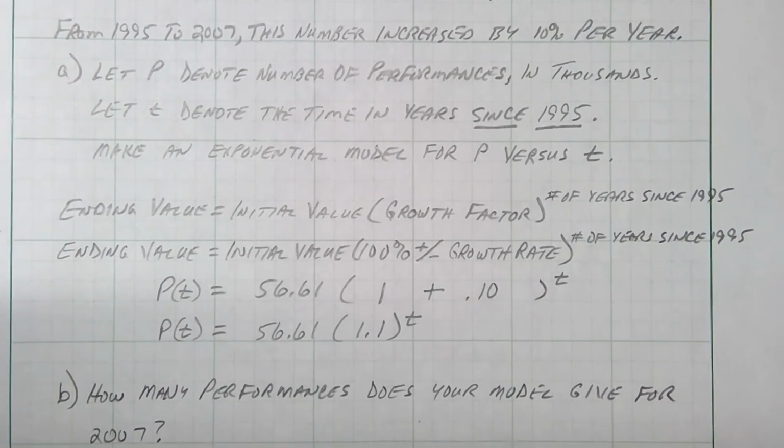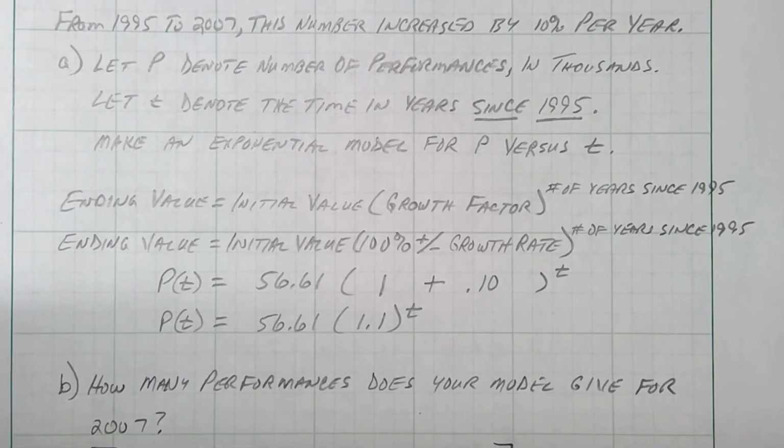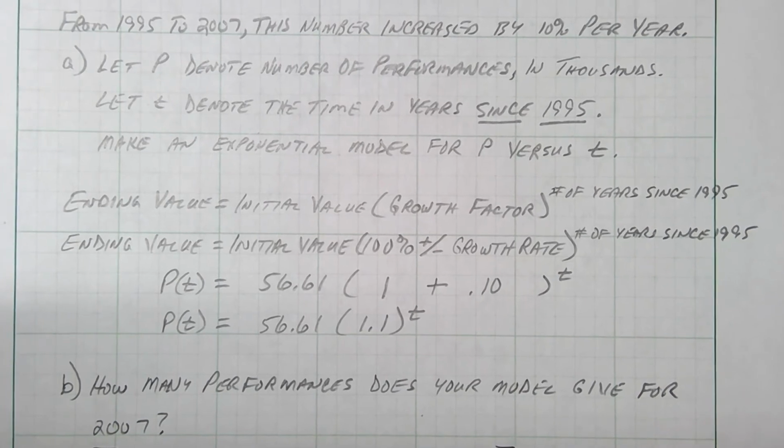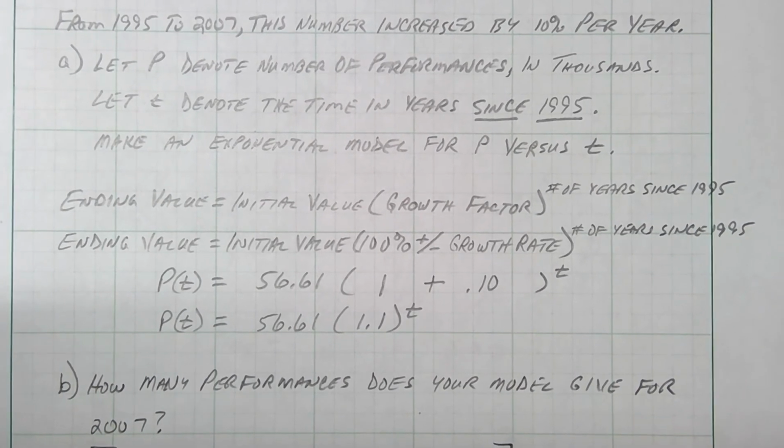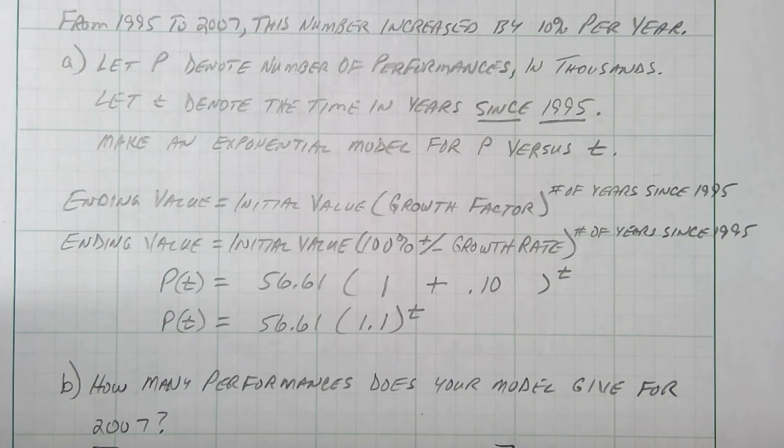All right, now continuing the problem, part B, it says how many performances does your model give for 2007? Now remember, they don't want you to put 2007 in for T. That's not what they want. They want you to put the years since 1995. That's what T is, all right?